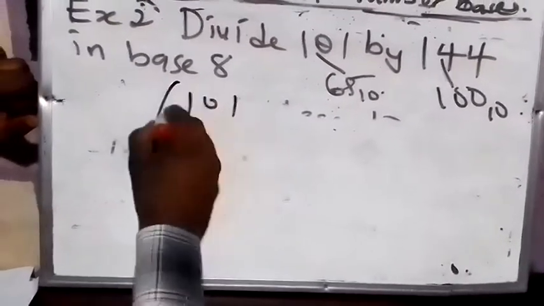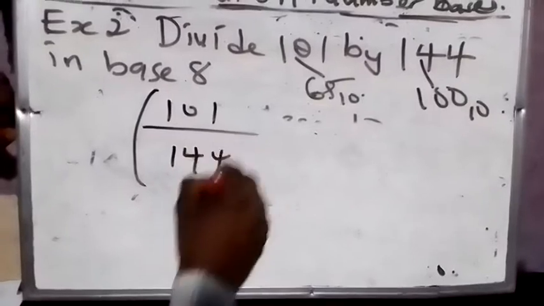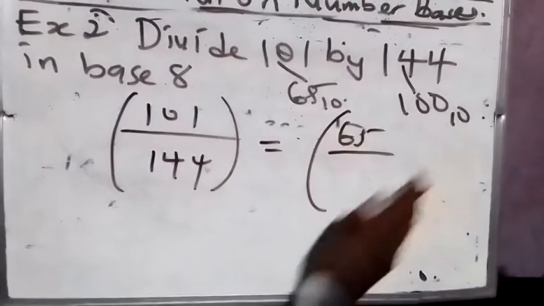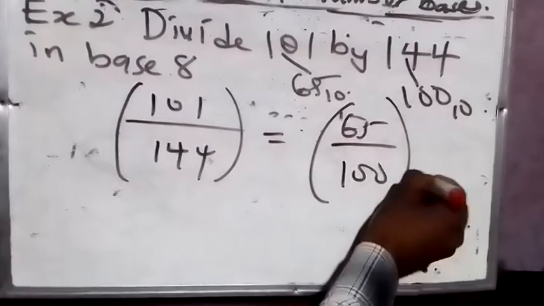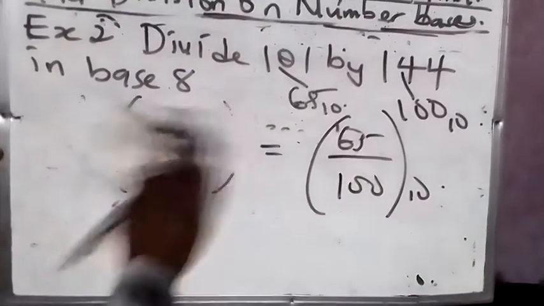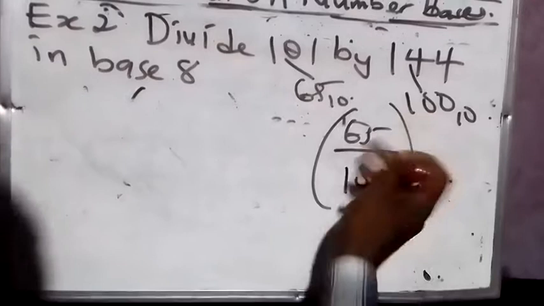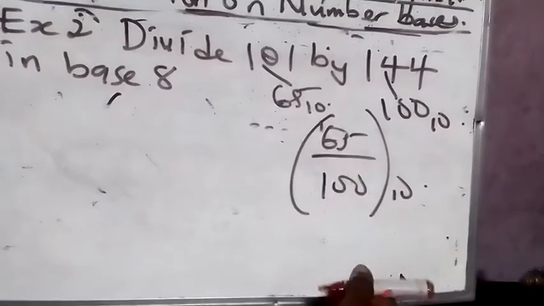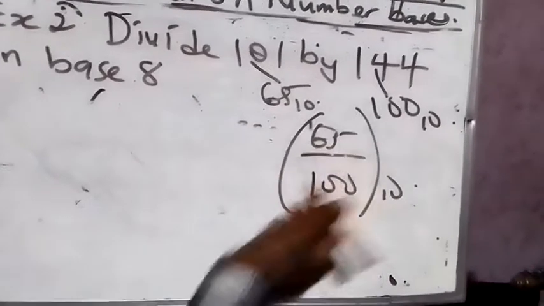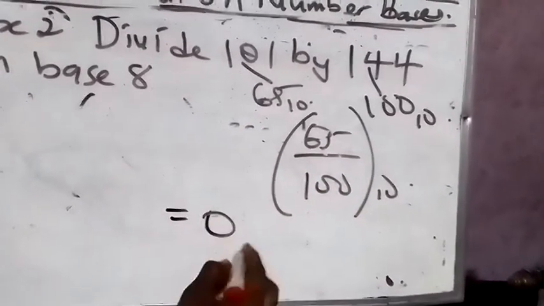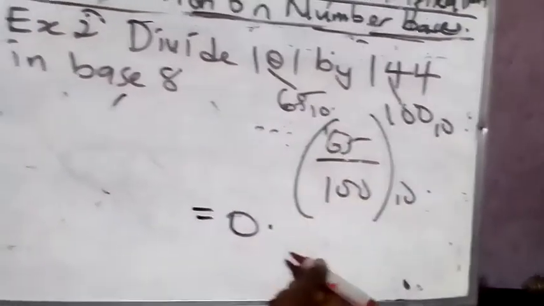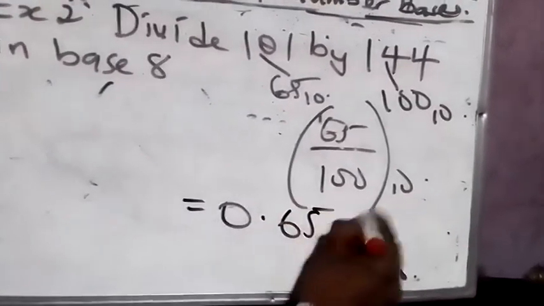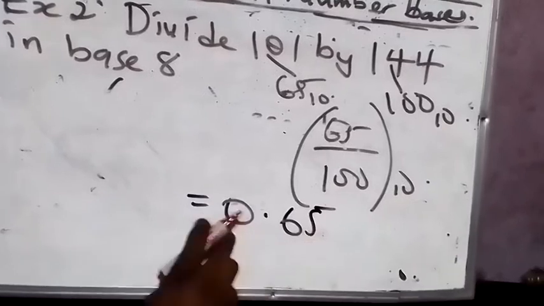101 by 144 has given us what? 65 over 100, in base 10. Now when you have something like this, if you divide 65 by 100, it's going to give you 0.65. 100 cannot go in 65, so you borrow 0. The 0 you borrow is 0. Point 100 goes into 650 six times, and it's going to remain 5. So it's going to give us 0.65 base 10.